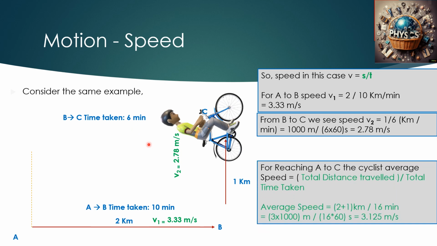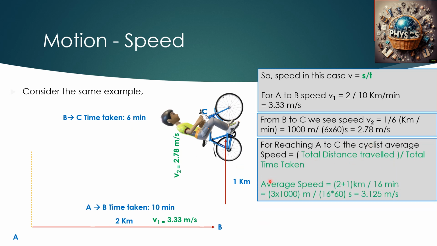So let's do that. For reaching A to C, the total distance traveled by total time taken, nothing but 2 plus 1 divided by 10 plus 6, 16. So 3 by 16 kilometer per minute. Converting that into SI system, we get 3.125 meter per second.